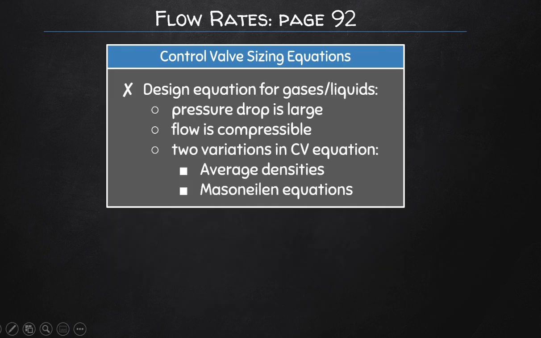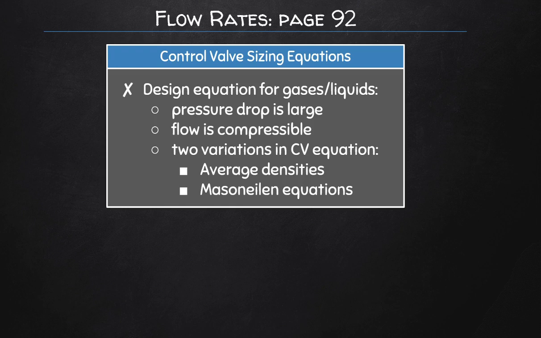Now, in dealing with gases and vapors, a relatively large pressure drop can be expected across the control valve. The criterion for compressibility across the valve is that the pressure drop across the valve should be greater than 10% of the upstream pressure entering the valve. So this is a similar criterion that was used in chapter 5, if you remember.